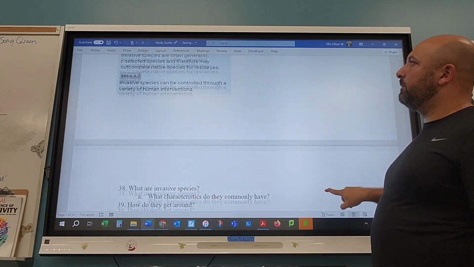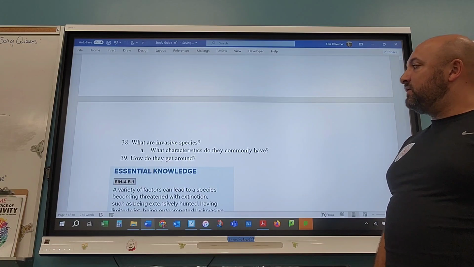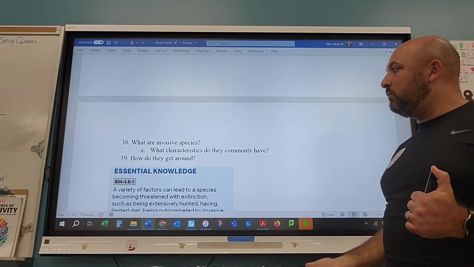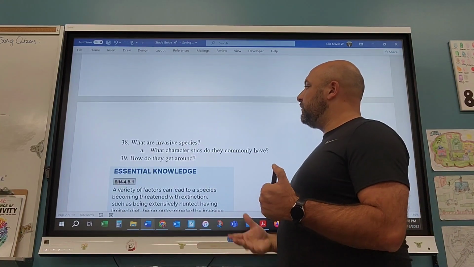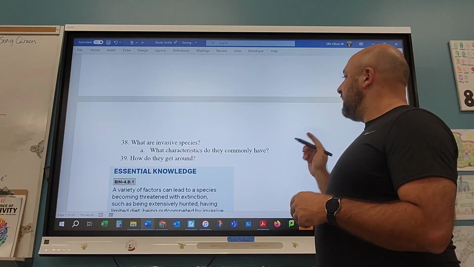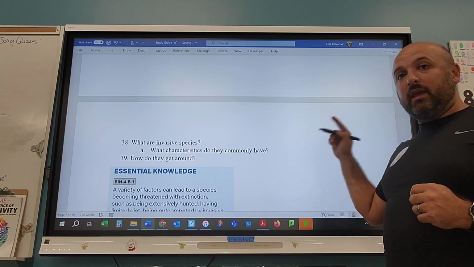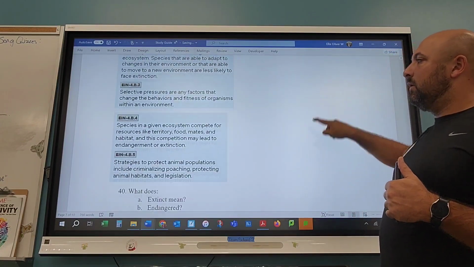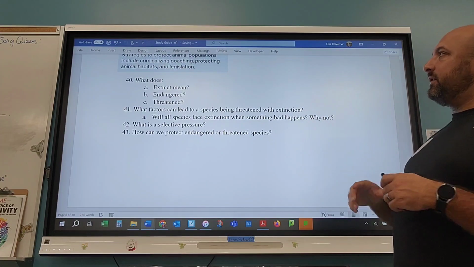All right, getting there. What are invasive species? They're creatures that come from one area to another, and they typically are brought there by humans. That's how they get around. But the wind and water can also carry them there. Characteristics, they are typically generalists and R-selected. That enables them to survive in new environments. Okay, again, read through those standards because that's important.